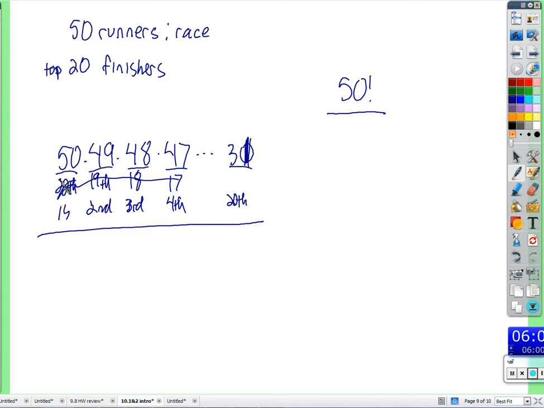50, 49, 48, 47, all right? So 50 factorial would then continue on, 30, 29, all the way down to 3, 2, 1, right? We want to cancel all of this out with the denominator. What's that? 30 factorial is exactly what this is. This is 30 times every number that comes before it. That is 30 factorial. So we divide this by 30 factorial and cancel that out.